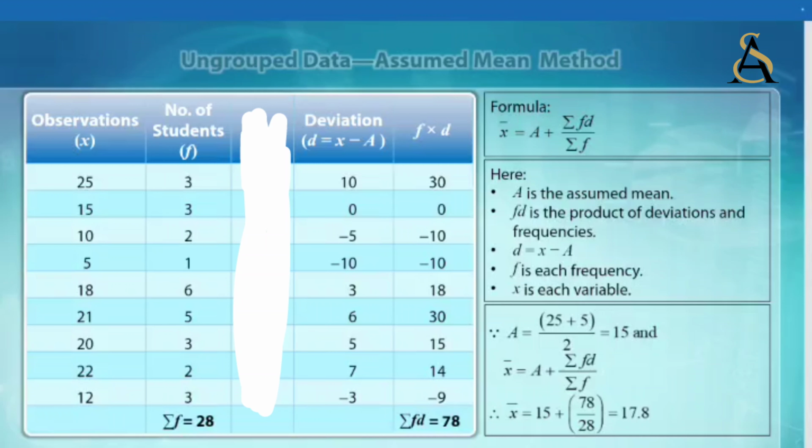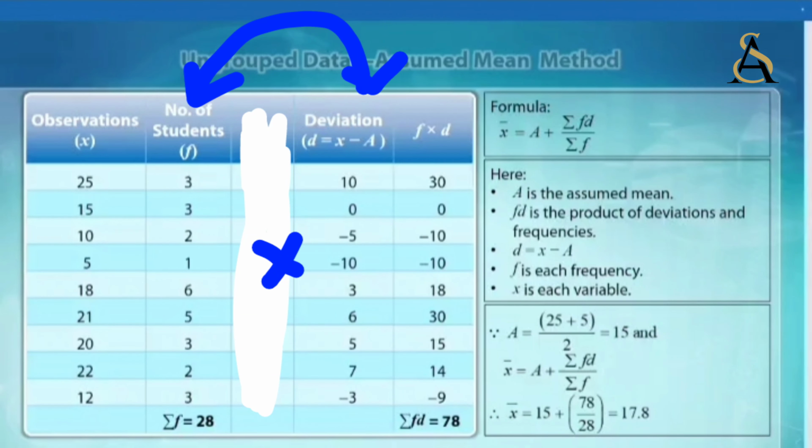Now, whatever was the value of the number of students, which was the frequency, we need to multiply that with the deviation that we have calculated just now. Now we will get f into d. So frequency is 3, deviation is 10, 3 into 10 is 30, then 3 into 0 is 0, 2 into minus 5 is minus 10, 1 into minus 10 is minus 10, 6 into 3 is 18, 5 into 6 is 30, 3 into 5 is 15, 2 into 7 is 14, 3 into minus 3 is minus 9.